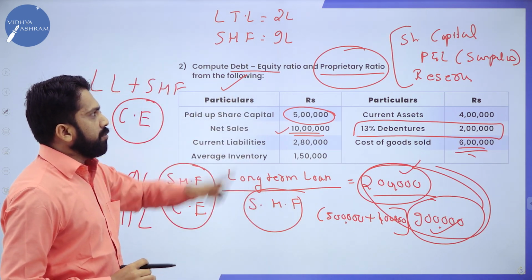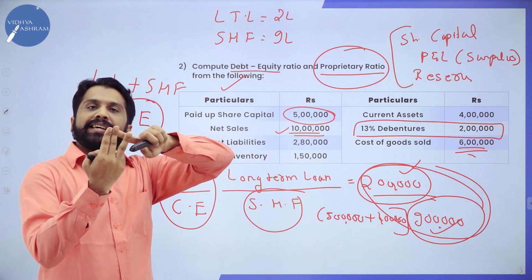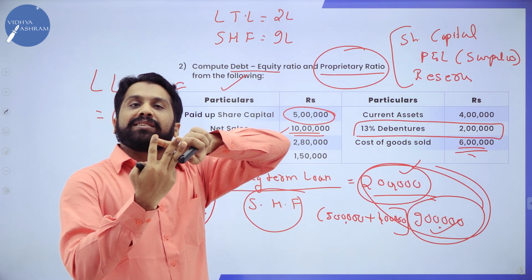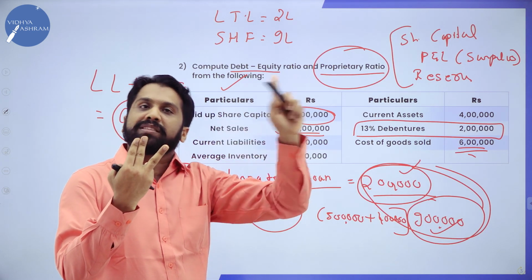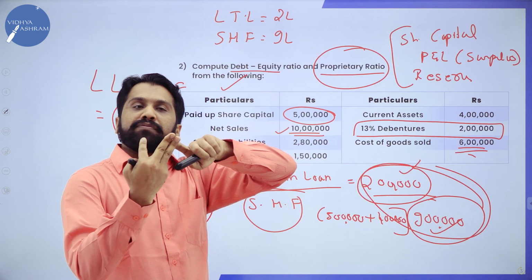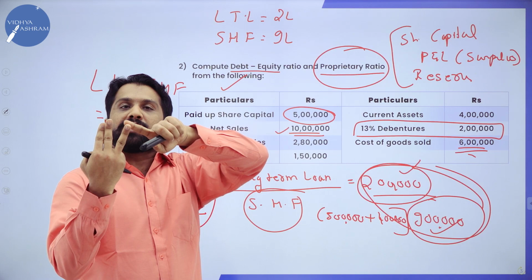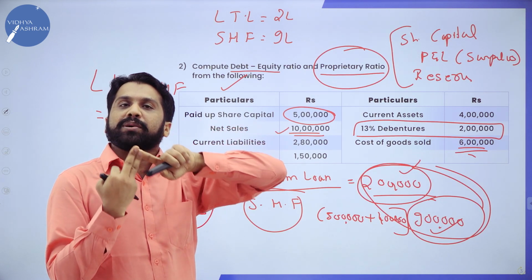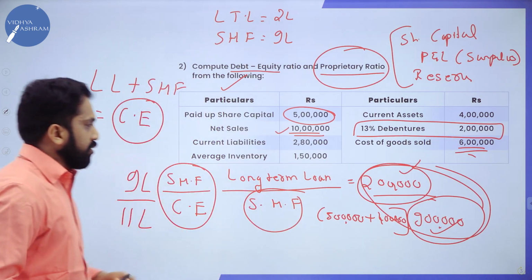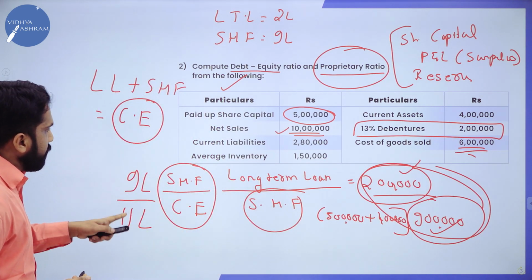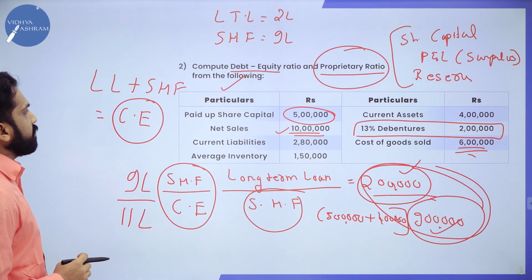For these 2 formulas we need 3 things. One is long-term loan, second one shareholders fund, and the third one is what? Capital employed. Long-term loan always goes with debentures. Shareholders fund, these three things. Capital employed, total of 1 and total of 2 is called capital employed. Clear? We'll go for the solution. Remember these numbers and calculation, the same thing will be there in your solution.